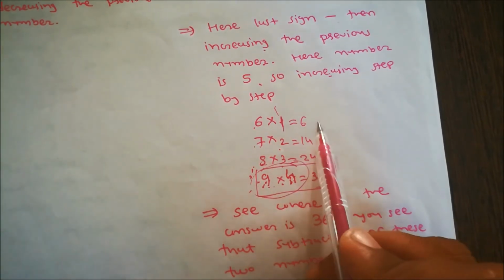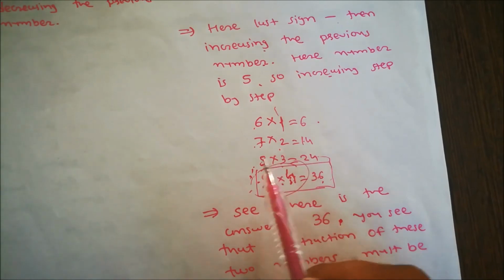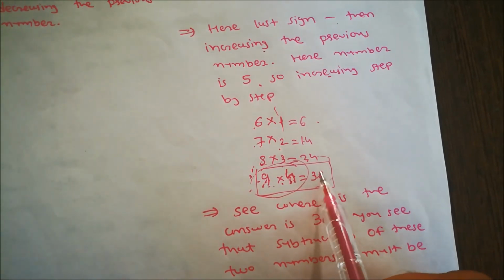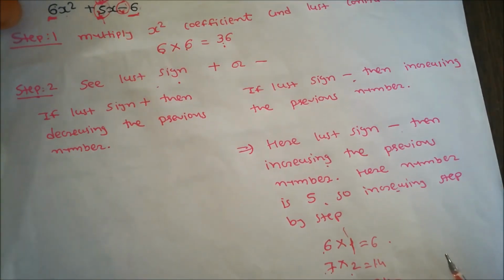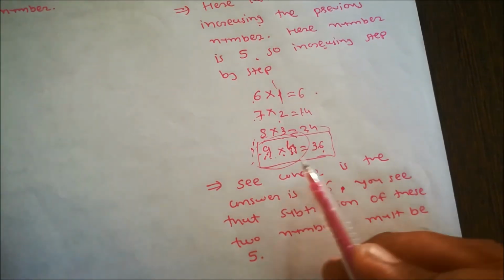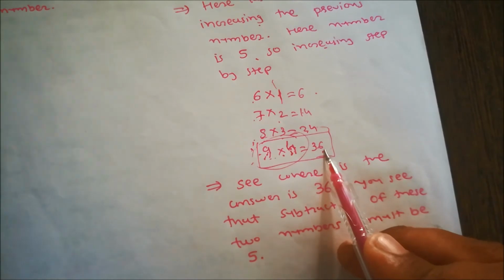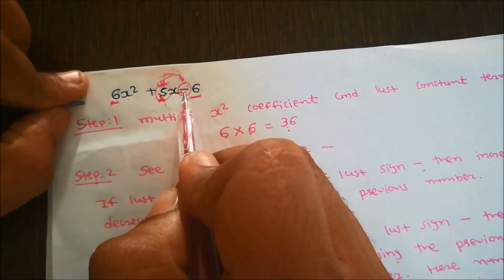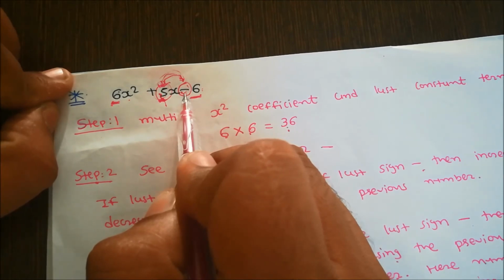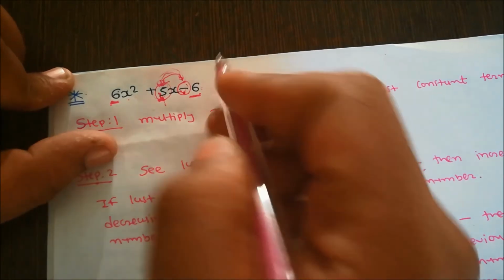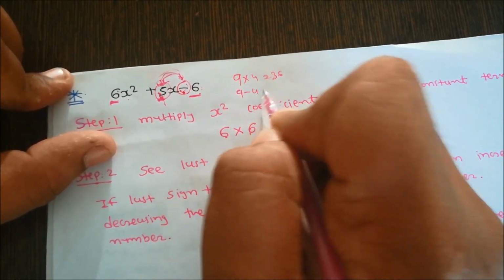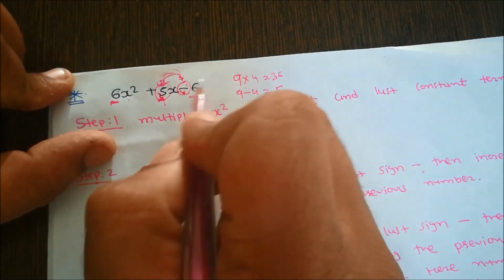So 6 into 1, that is 6. 7 into 2, that is 14. 8 into 3, that is 24. 9 into 4, that is 36. So in first step we get answer 36. So here we also get 9 into 4 is equal to 36. And here last sign is minus. So that's why subtraction of these two numbers must be equal to 5. So we get answer 9 into 4, that is 36, and 9 minus 4, that is 5. So our answer is right.